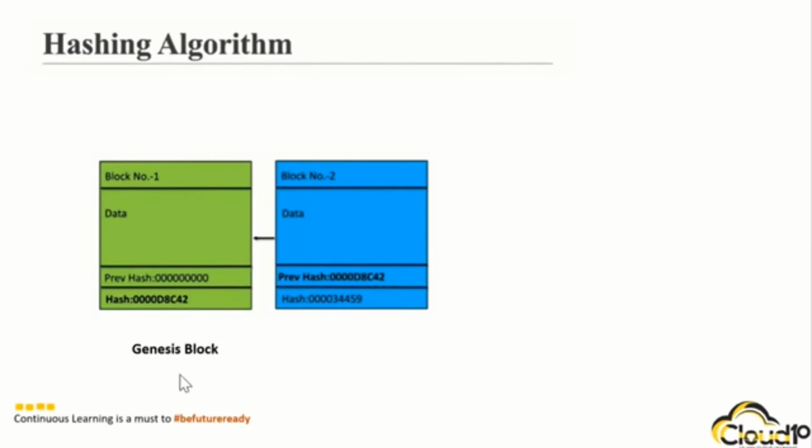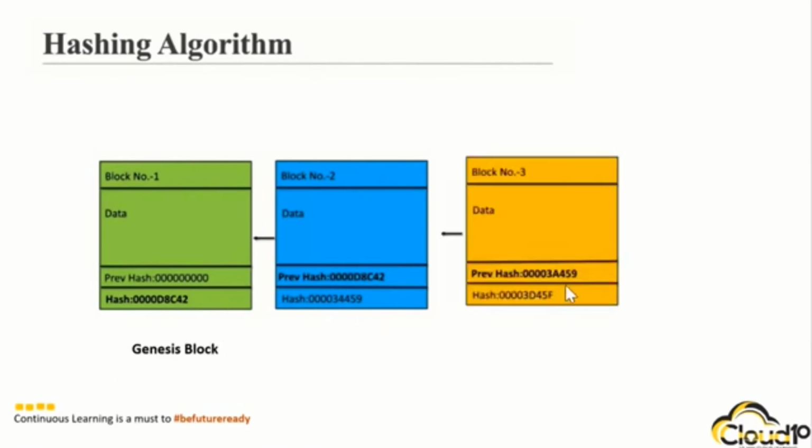Now when a third block gets added to the blockchain, you can notice that the previous hash of block 3 matches with the hash value of block 2. And this is how block number 3 is able to link with block number 2.